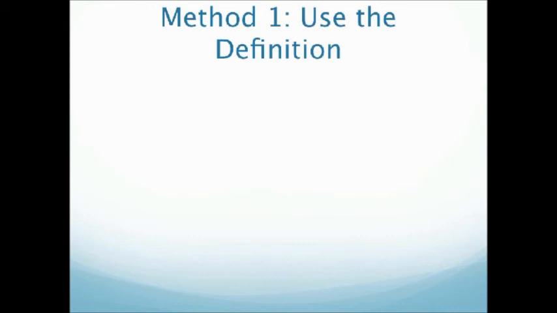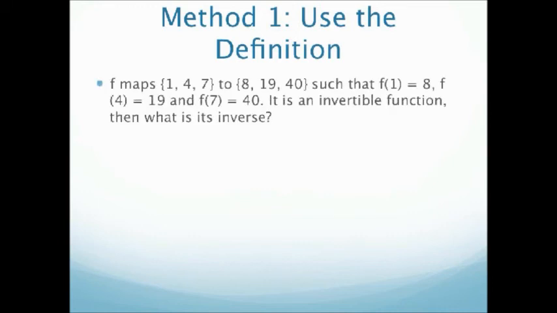So let's look at the first one, which is the most straightforward one. Use the definition. Here's an example. F maps the set of 1, 4, 7 to the set of 8, 19, and 40 such that f of 1 is equal to 8, f of 4 is equal to 19, and f of 7 is equal to 40.